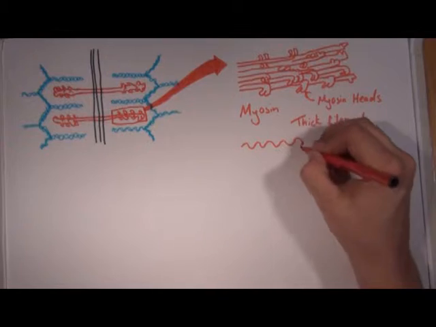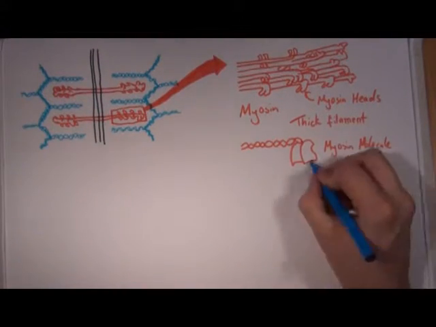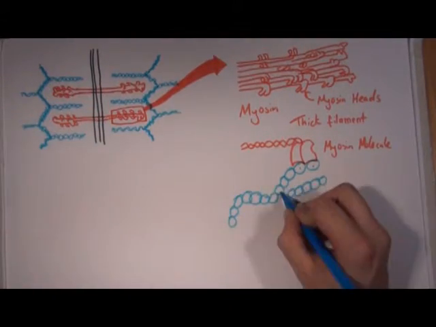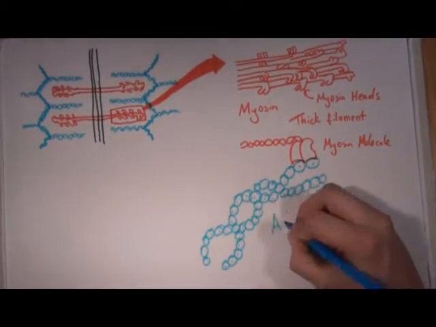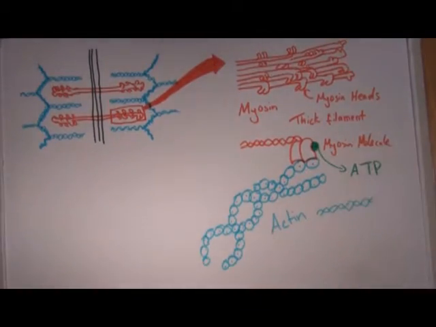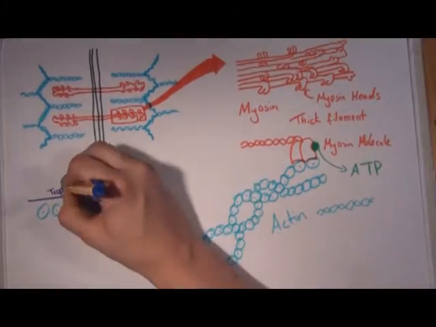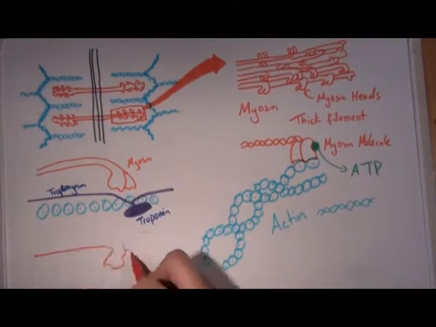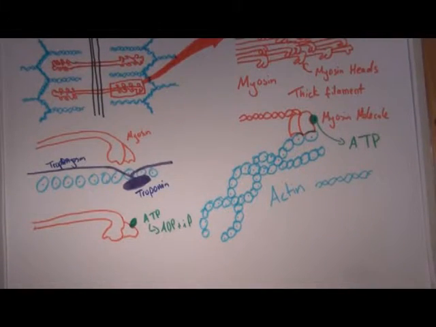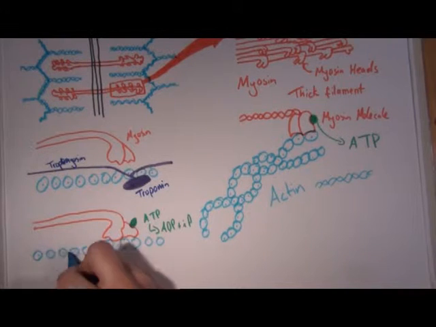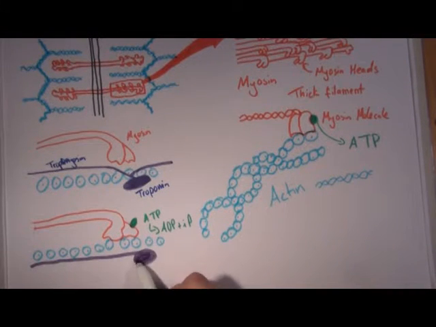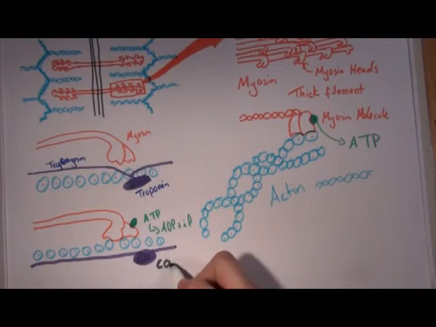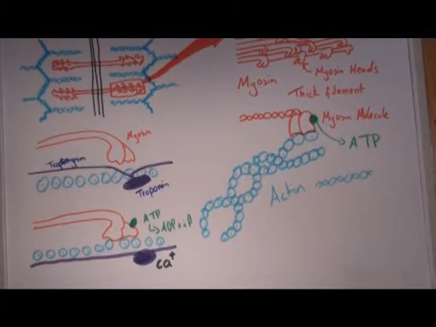The myosin heads have two binding sites, one for ATP and one for actin. Without the calcium ions, the myosin heads, which always want to bind to actin, are stopped by a contractile regulatory protein called tropomyosin, which covers the binding site on the actin. When calcium ions are present, they bind to another contractile regulatory protein called troponin. This causes the tropomyosin to uncover the actin binding sites.